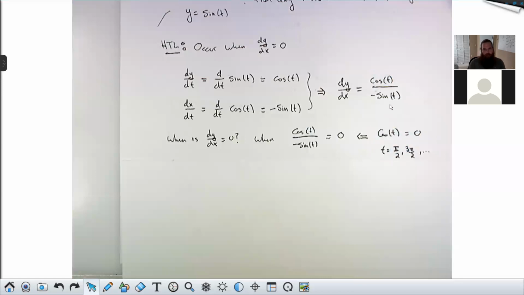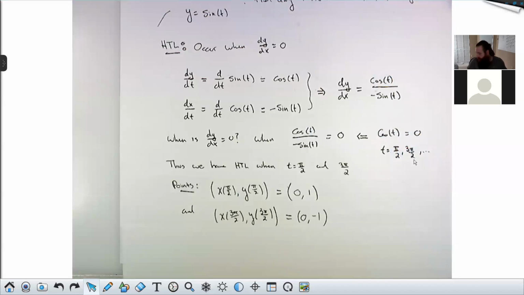There's infinitely many places where cos t is equal to 0, but I'm going to look just on the interval 0 to 2 pi. So the solutions are pi over 2 and 3 pi over 2. And if I want to find the corresponding points, I plug those t values back into the original functions.